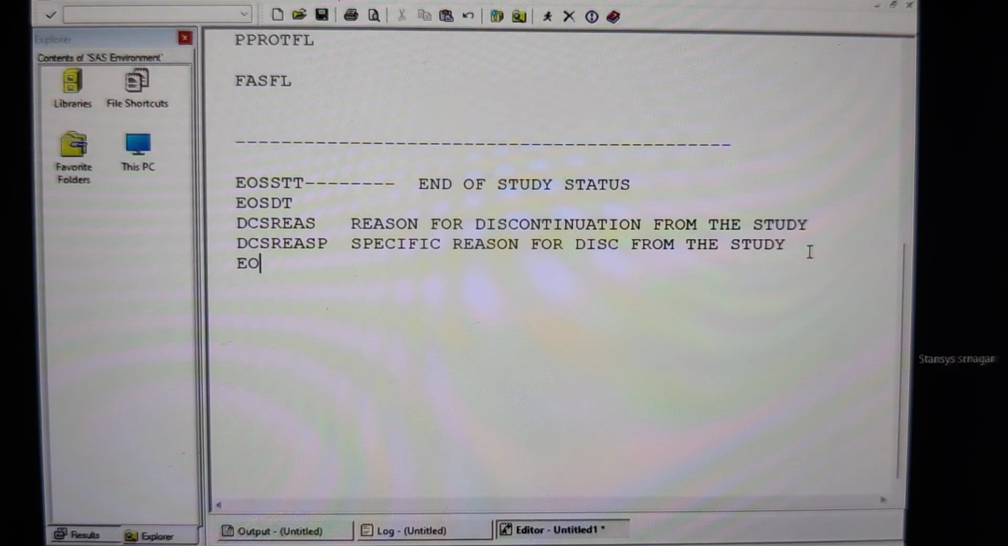Then we are going to have EOT STT, end of treatment status. Then we are going to have DCT REAS, reason for discontinuation from the treatment.